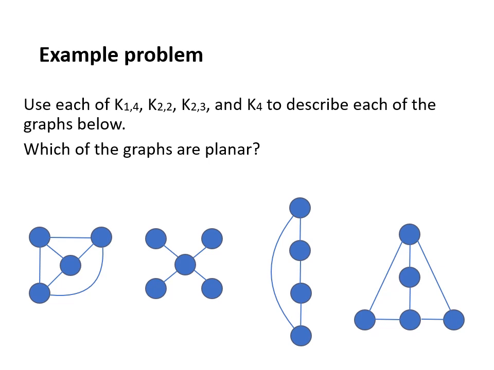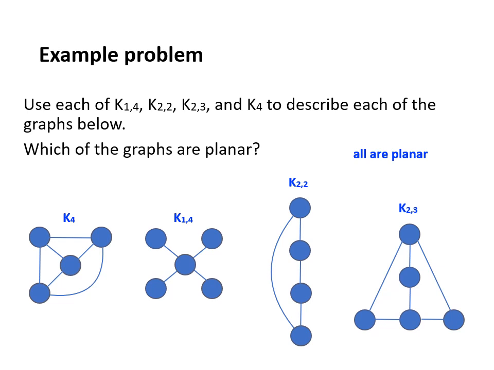Okay, here's an example problem. So we want to use each of K1, K4, K22, K23, and K4 to describe each of the graphs below. And the question now is also which of the graphs are planar. So let's first figure out the graphs. So K4 means a fully connected graph with 4 nodes. So that's the one on the left.